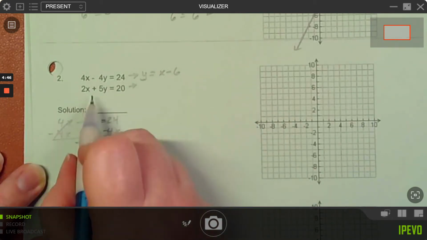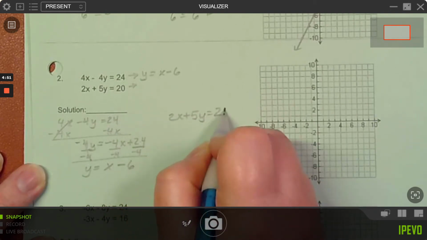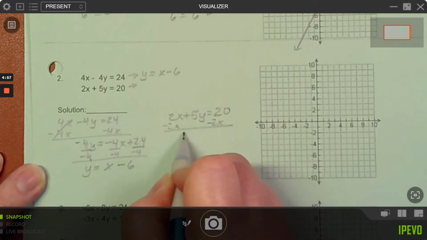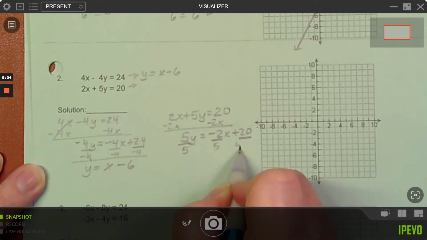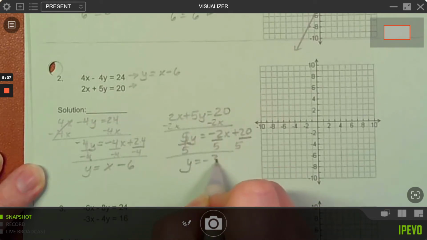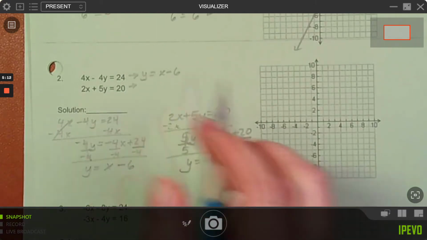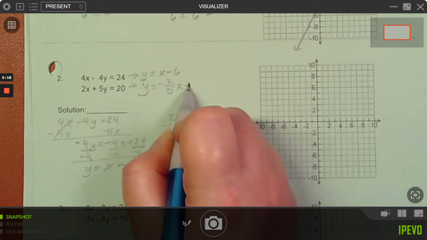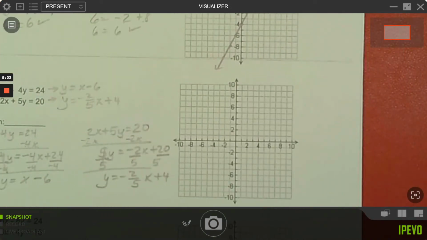Okay, and then let's take a look at our second equation, 2x plus 5y equals 20. Subtract 2x from each side. 5y equals negative 2x plus 20. Divide each term by 5 to get y equals negative 2/5 x plus 4. Okay, so now this equation is in slope-intercept form as well. And let's go ahead and graph those two equations and find our point of intersection, and then we'll do a check step.